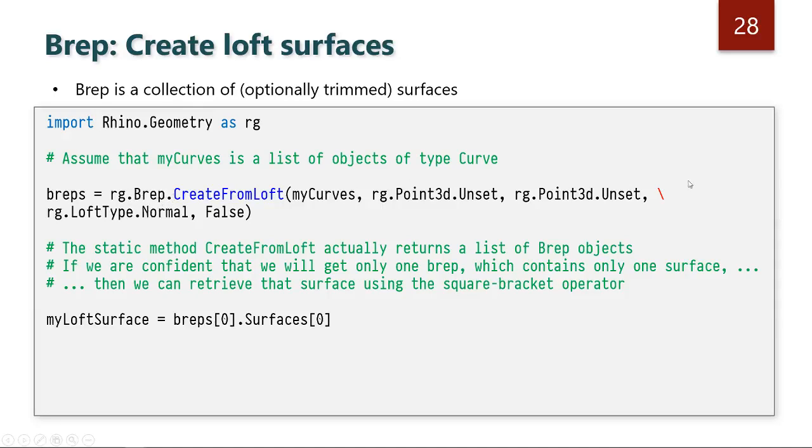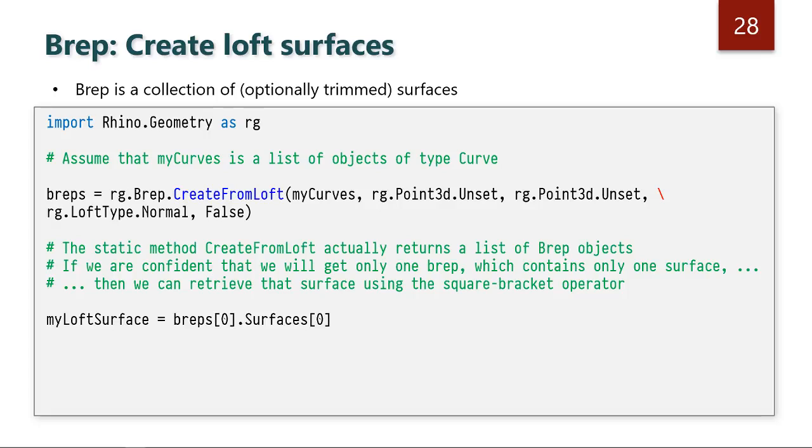So this command is create from loft, but the return value of these functions is not a single brep. It's actually a list of breps. That's why I store it in a variable called breps. Now most of the time, this list of breps has only one brep anyway, but sometimes, depending on the profile curve you give it, it will give you more than one brep.